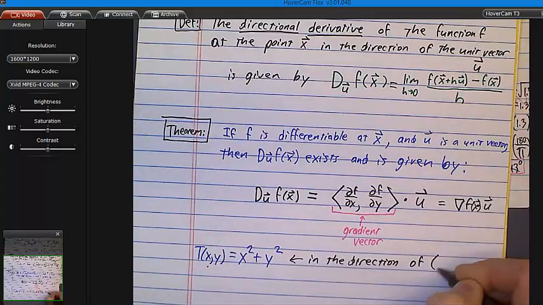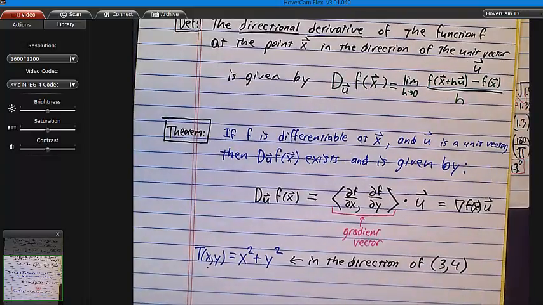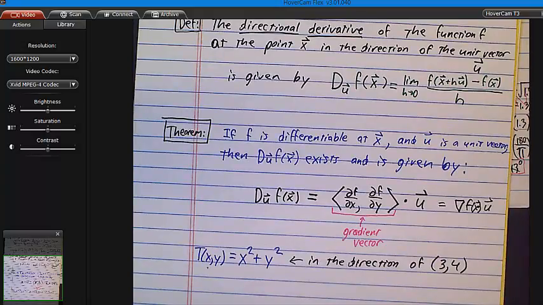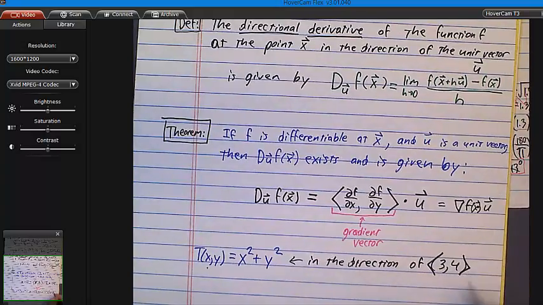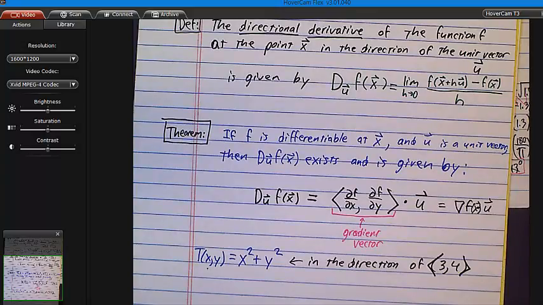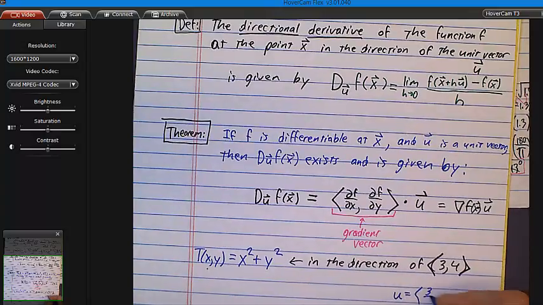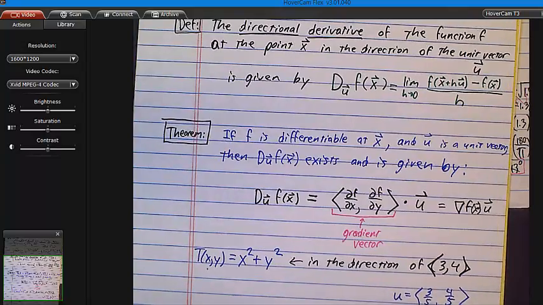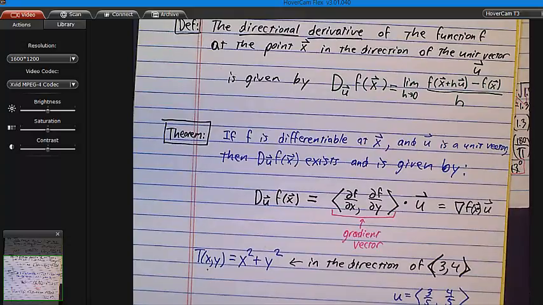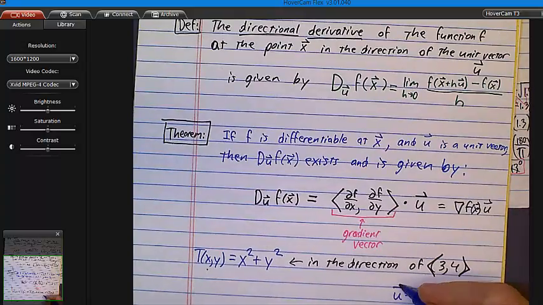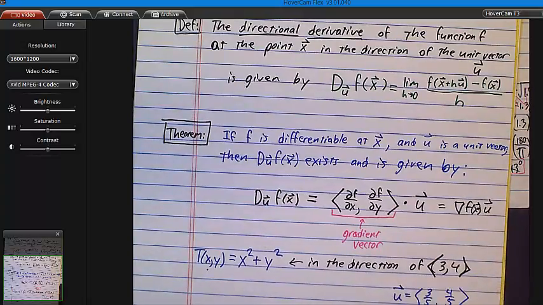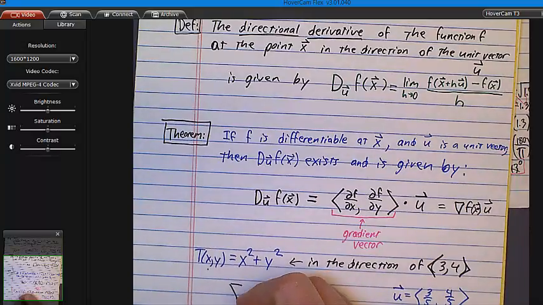of 3 comma 4, but we have a problem. 3 comma 4, guys, is not a unit vector, right? So what do we do? I'm going to set u equal to, well, it has a length of 5, right? So if we divide by 5, that's my unit vector. Okay? Next, I'll compute the gradient of T.